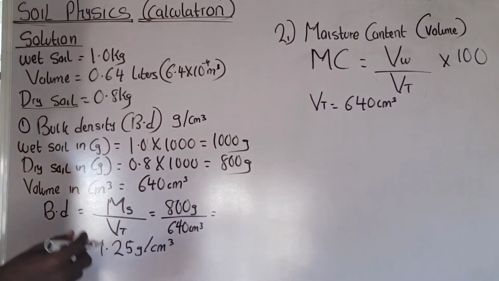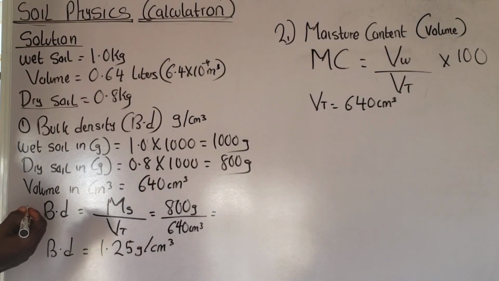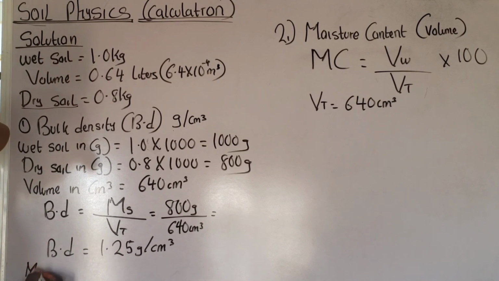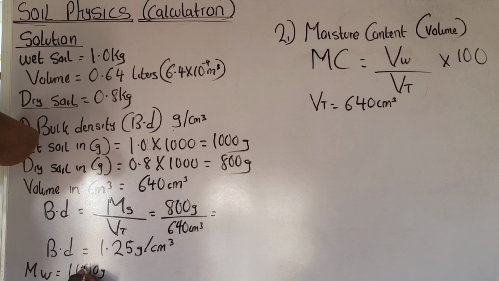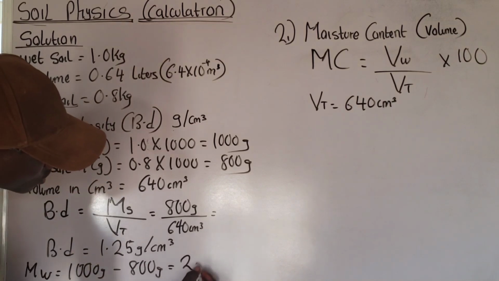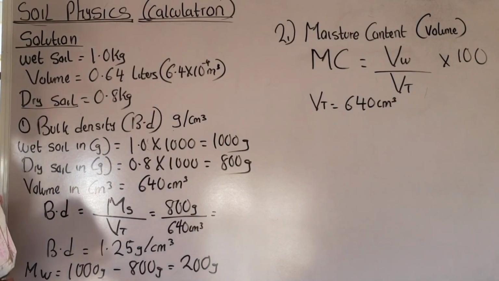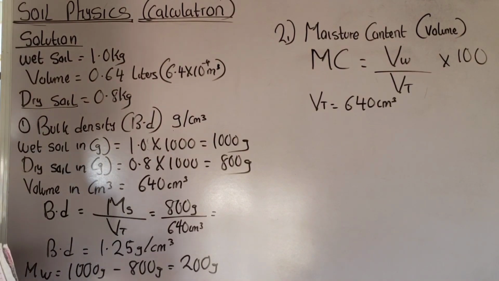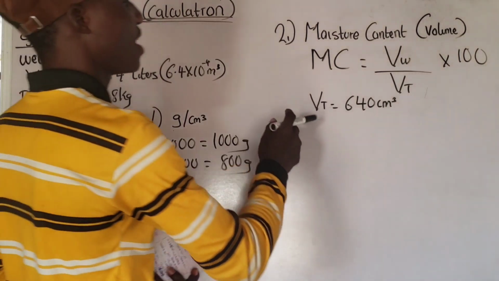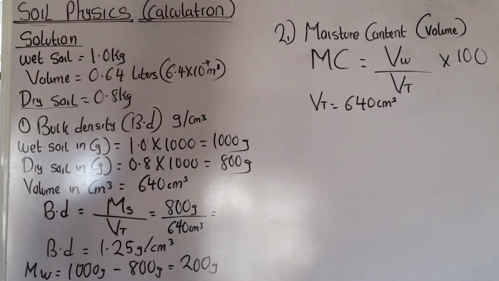Now, in our previous calculation, we determined the mass of water. So the mass of water, let me just put it here, please pay attention, equals 1000 gram, don't forget, minus 800 gram. Do you remember? That is 200 gram. The reason why I write it in this place is because I'm going to need it. So the volume of water, how do we calculate the volume of water? That is the big question now.